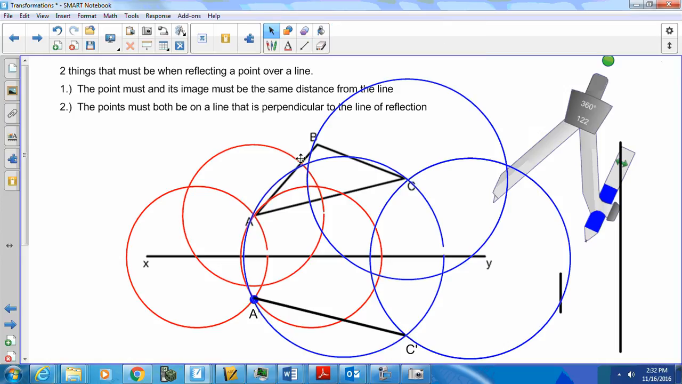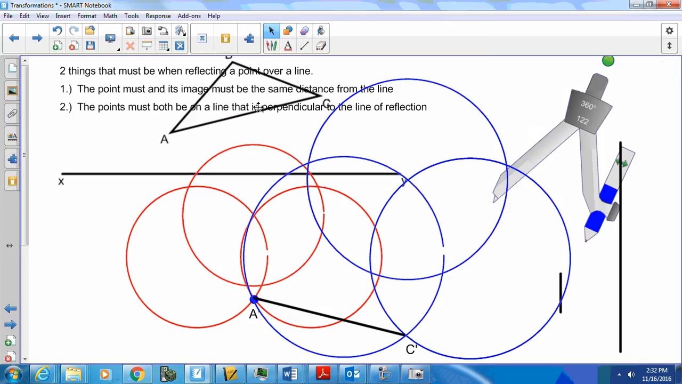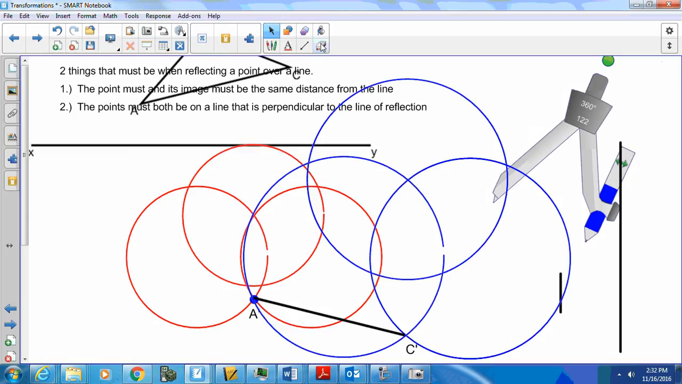All right, now I'm going to take this shape now, and get rid of some of this stuff. No, that's not going to do it.